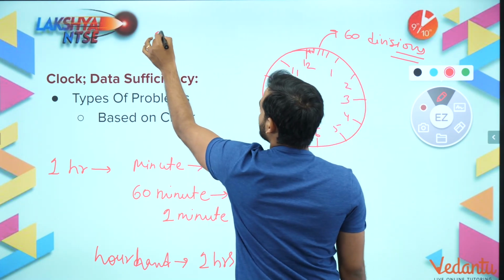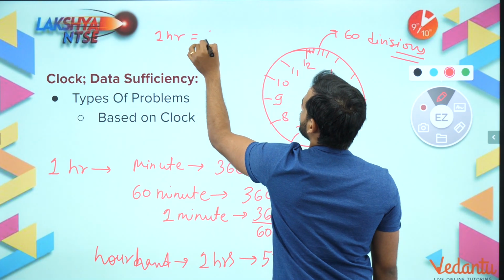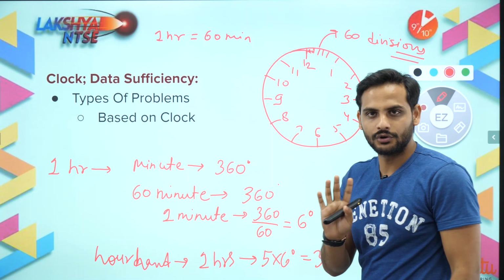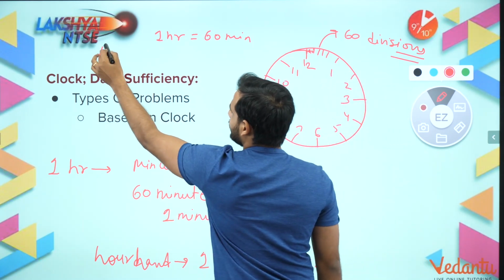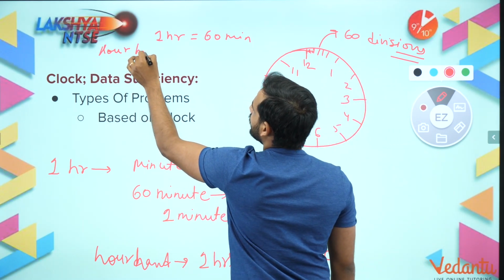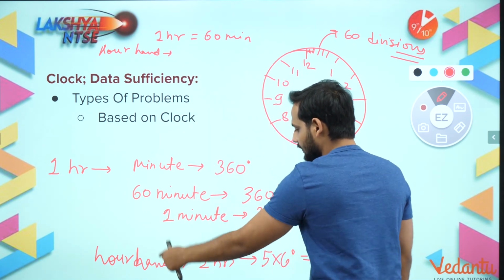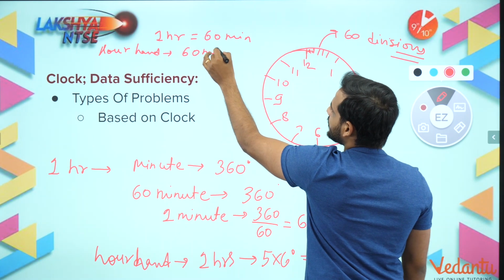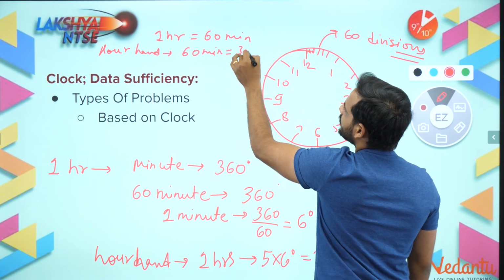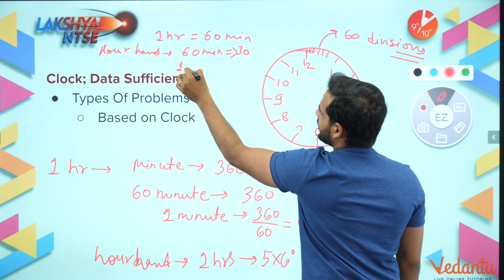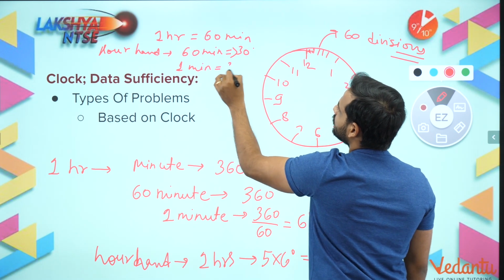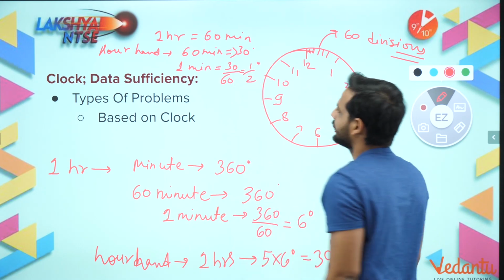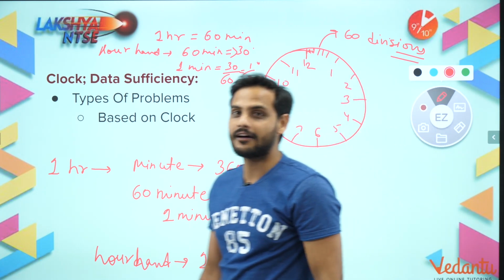So we know 1 hour is equal to 60 minutes. Yes or no? So for the hour hand, in 1 hour it moves 30 degrees. That means the hour hand in 60 minutes moves 30 degrees. So in 1 minute, how much will it move? It will move 30 by 60, which is half a degree.